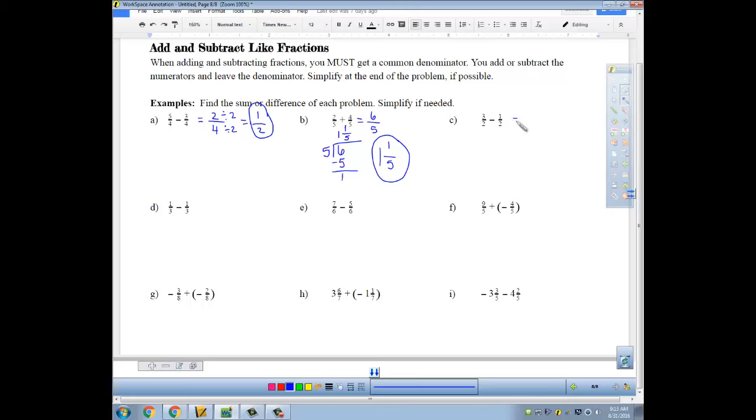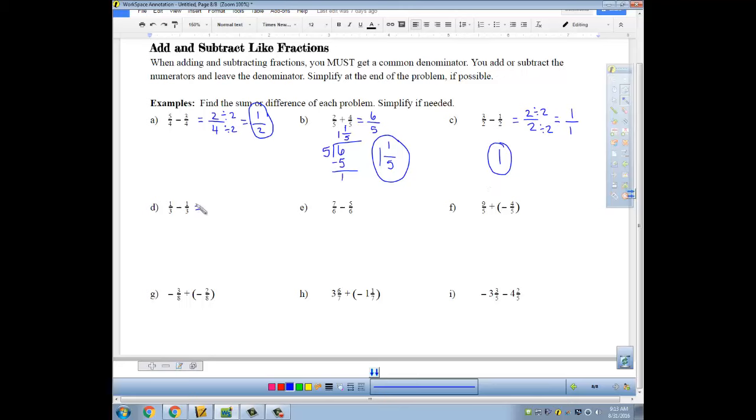Part C, we have our common denominator. 3 minus 1 is 2. Keep the denominator. Both are even, so I can reduce it by dividing both by 2. That's 1 over 1. Now, some people might think you can't reduce that anymore, but 1 divided by 1 is 1, so your answer is just 1. So if you can turn it into a whole number, please do that. You could have noticed that with 2 over 2 as well. 2 divided by 2 is still 1.